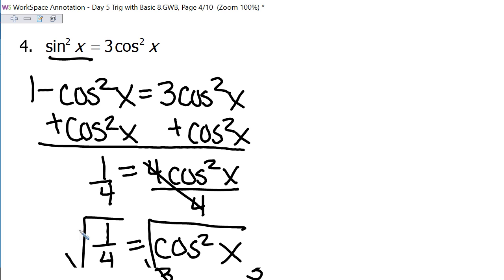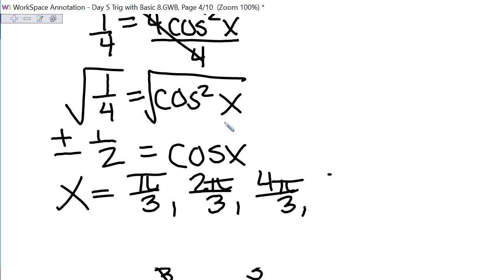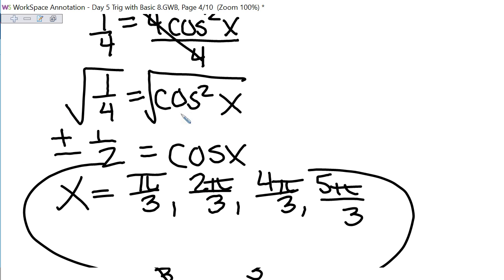What would be the answer for quadrant 1? Pi over 3. What about quadrant 2? 2 pi over 3. What about in quadrant 3? 4 pi over 3. And what about quadrant 4? 5 pi over 3. You have to have all 4 of those to get credit. Pi over 3, 2 pi over 3, 4 pi over 3, 5 pi over 3.